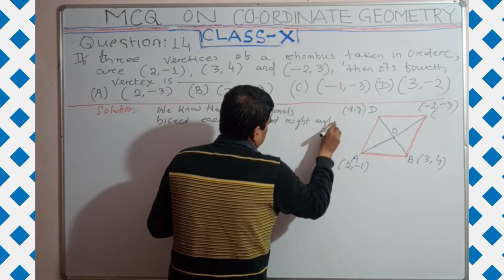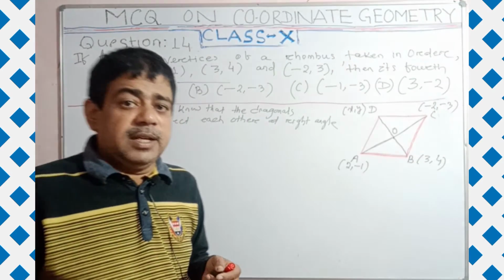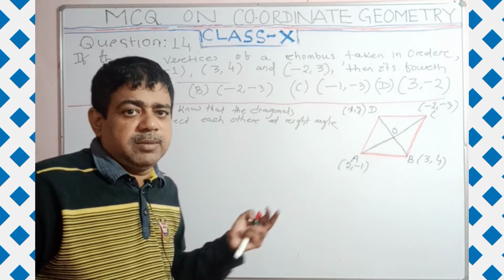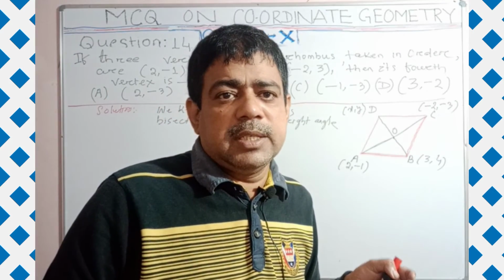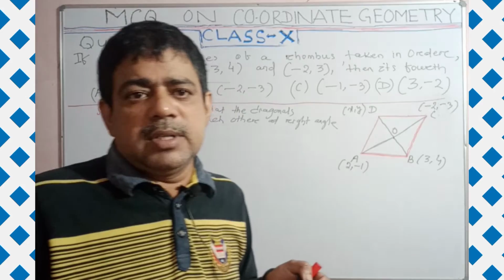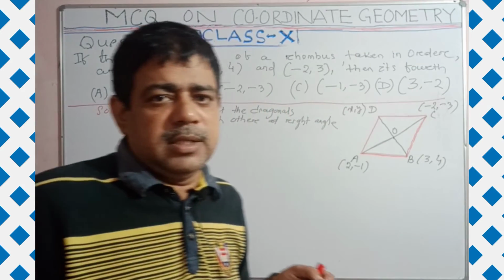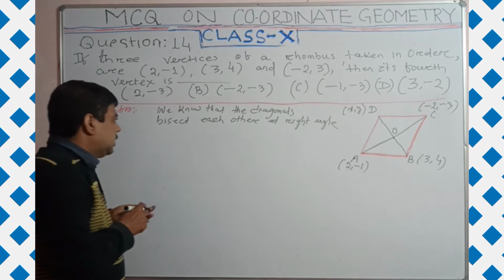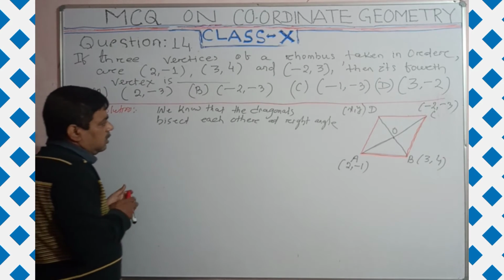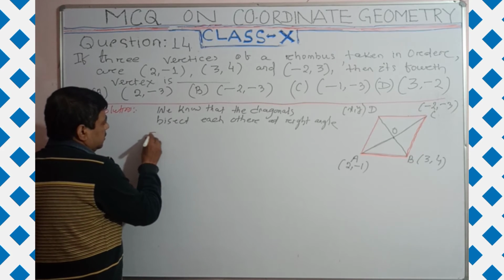The diagonals of a parallelogram bisect each other at any angle. The major difference between a parallelogram and a rhombus is that in a parallelogram the diagonals bisect each other at any angle, while in a rhombus the diagonals bisect each other at right angle. So what do we mean by that?